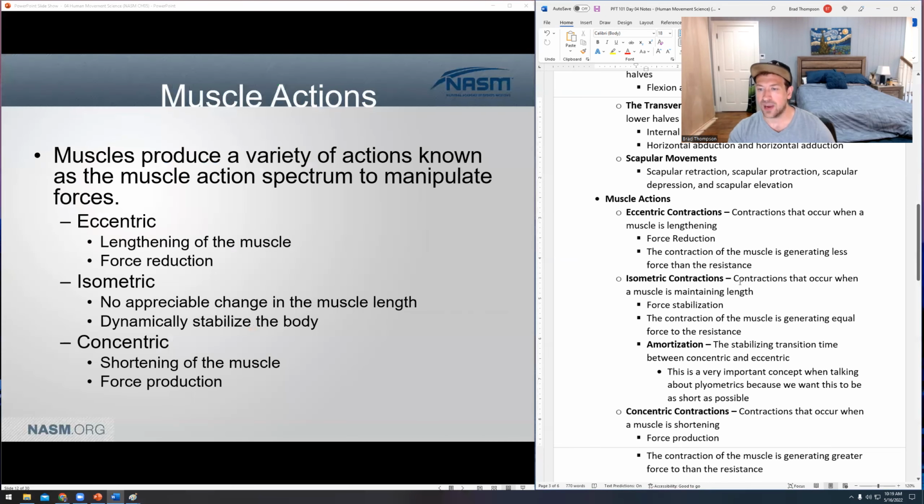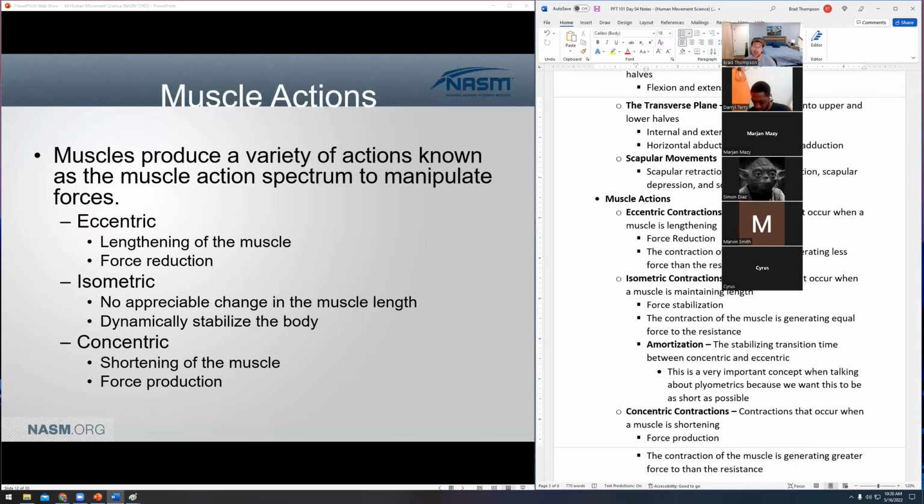So isometric contractions occur when your muscle is maintaining length. It's force stabilization. I talk about this a lot whenever I'm talking about the core, how important isometric strength is in your core because you need your core to be able to stay put, which is becoming a catchphrase of mine. But a lot of people think exercise is all about movement. And don't get me wrong, exercise has a lot of movement in it, right?